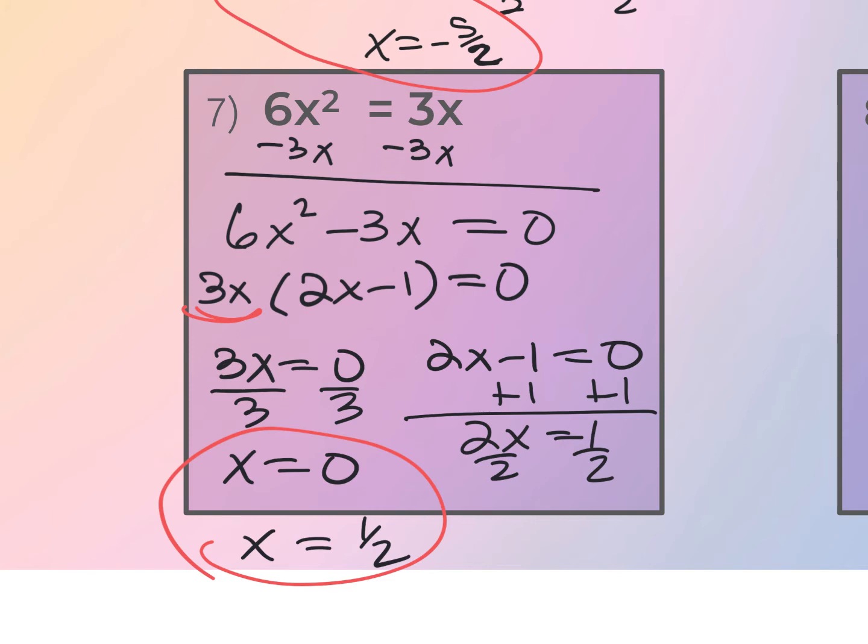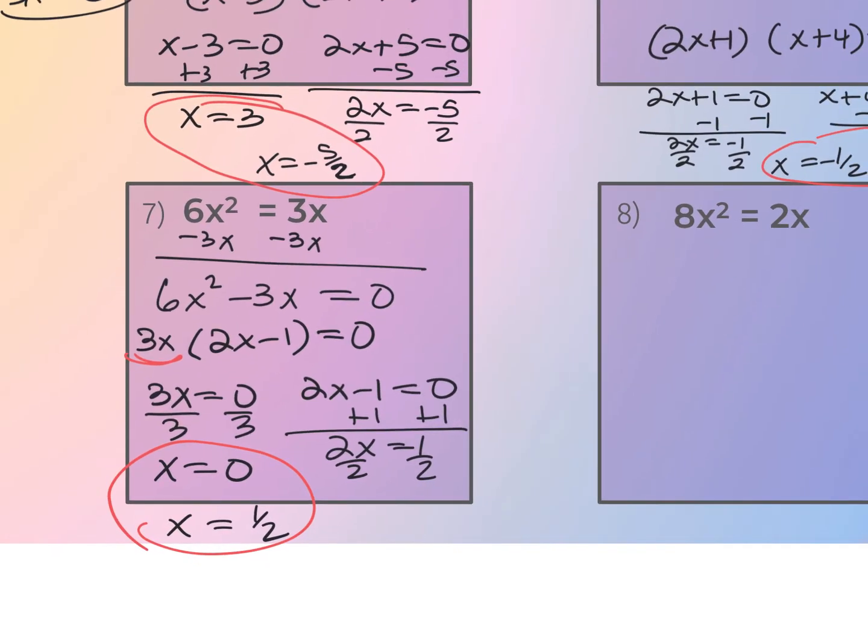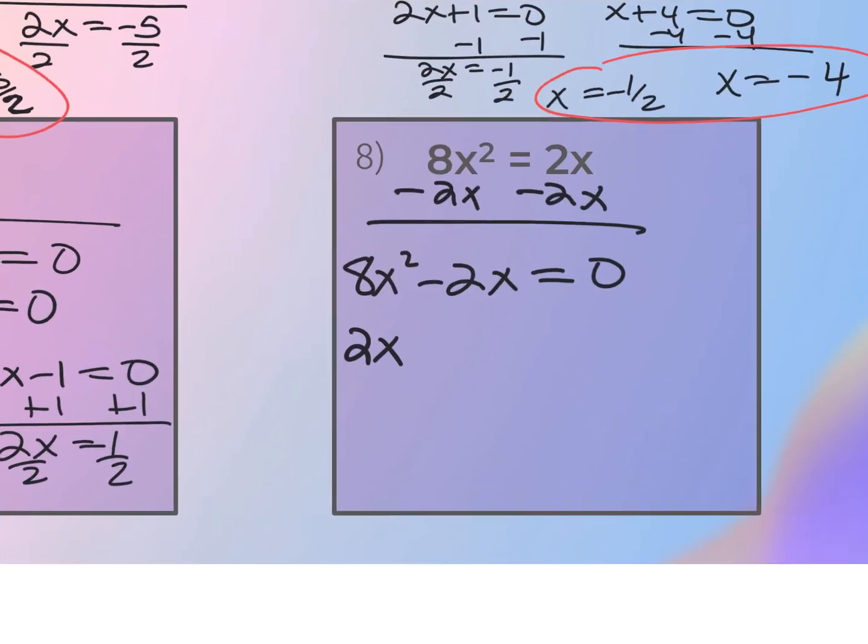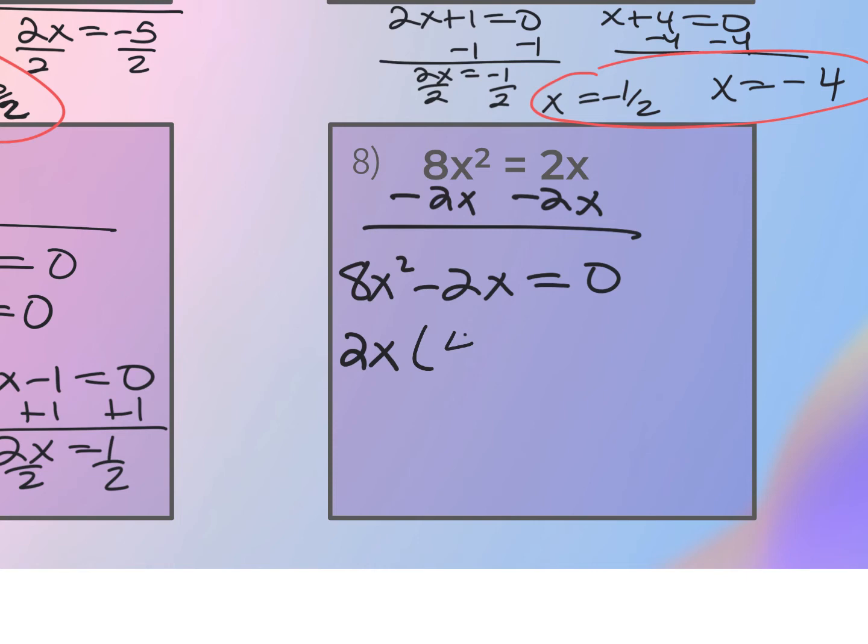Same thing on the next one. I need to make the equation equal to 0 first. So I need to move the 2x over, so I'll subtract it. 8x squared minus 2x equals 0. Not the difference of two squares, so I'm going to factor a GCF. My GCF is 2x. Once I divide, I'm left with 4x minus 1.